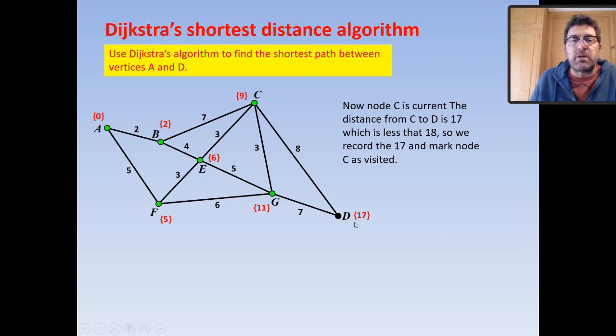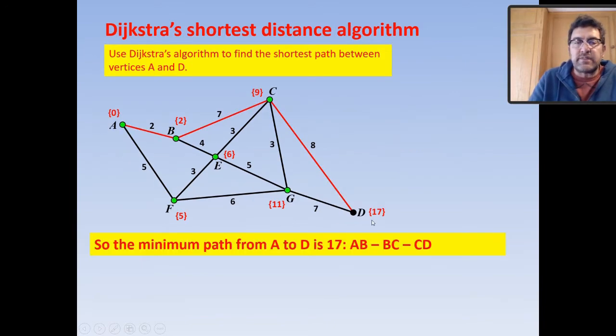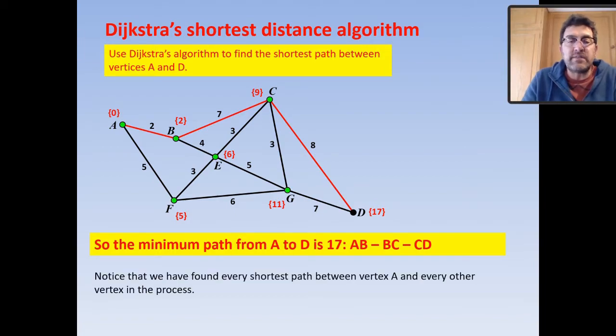Now the shortest path is 17. Let's see where it comes from. It comes from A to B is 2, B to E is 4, that's 10. Where do we go from there? No, let's go the other route. We go from A to B is 2, B to C is 7, that's 9, plus the 8 is 17. So our shortest path is AB, BC, and CD, and it's a path that has a weight of 17.